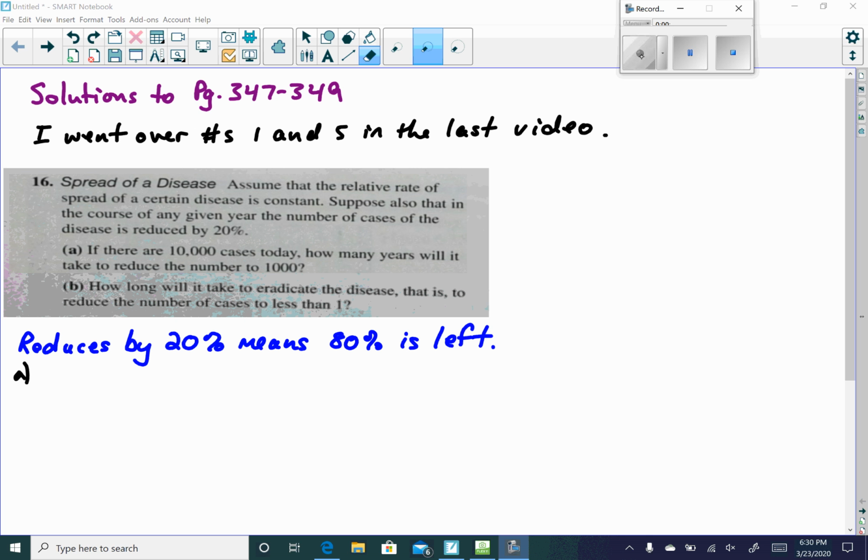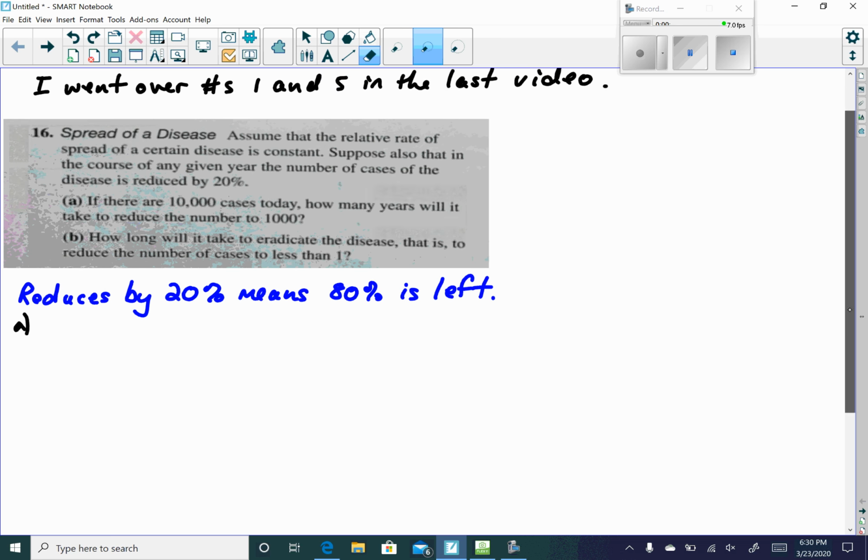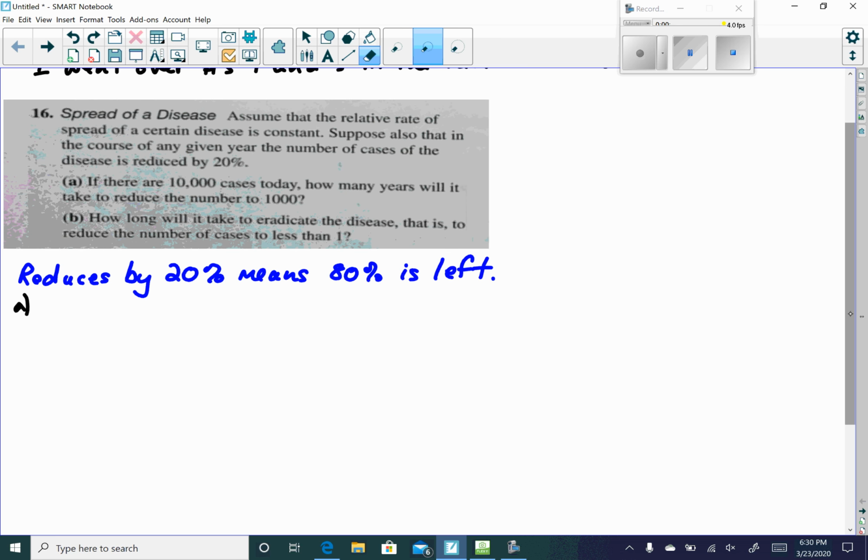Alright, so in this video I'm going to go over the answers to Friday's assignment as well as what I gave you yesterday for the review. In yesterday's video I went over numbers 1 and 5, so I'm just going to pick back up with number 16. In this one we're looking at the spread of a disease, quite appropriate for what's unfortunately going on now.